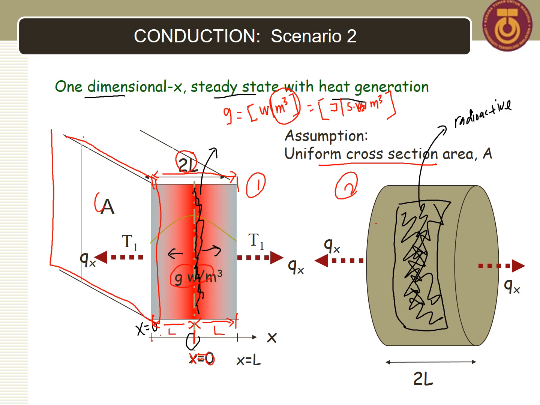Since the heating element is at the center, here would be x equals 0. Then here would be L, because the whole thickness of the cylinder is 2L. From the center to one side is L, from the center to the other side is also L. You can see the cross-sectional area remains constant when x changes. So these two objects fulfill all the assumptions and conditions for derivation.